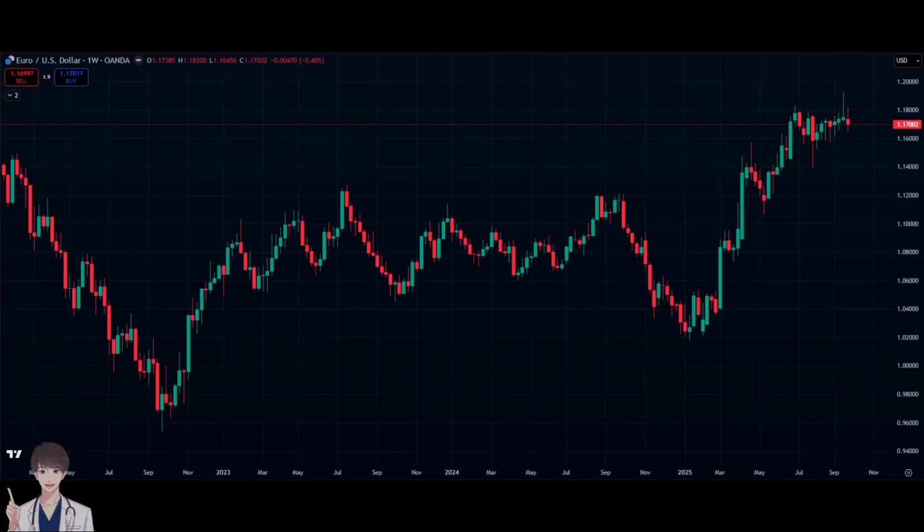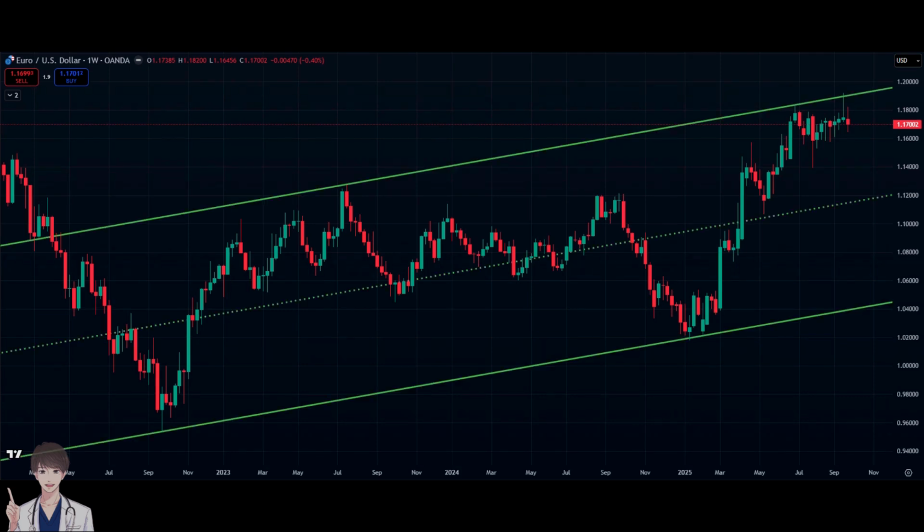Now let's look at the weekly chart. Here, price can be seen within an ascending channel. Currently, it is touching the upper boundary of the channel and consolidating. If price breaks above the recent high and pushes through the channel top, it could head toward the 1.22 to 1.25 area on the monthly chart.